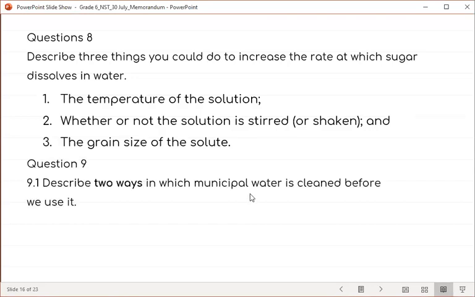All right, let's look at question 9. Describe 2 ways in which municipal water is cleaned before we use it. Describe 2 ways as to how municipal water is cleaned before we use it. Mashore? Ma'am, so first they are put onto a metal screen that captures all the dirt, and then it is filtered. Okay, so it is put on the metal screen and it is filtered. So the first method you mentioned is filtering. Then what's the other method?